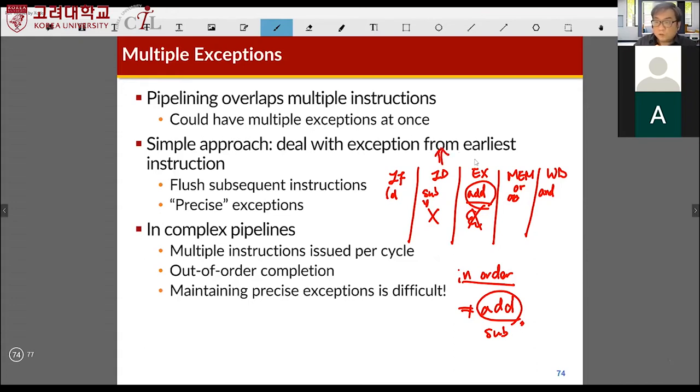So if two exceptions like E1 and E2 happen at the same time, but in different stages, then exception 1 has the higher priority. Then what will happen? The same exception handling process we learned will be executed in the pipeline processor. So how?